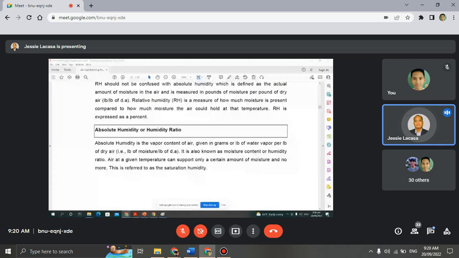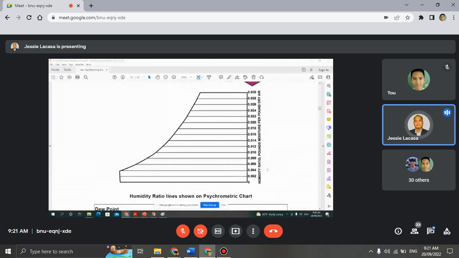So, reading the humidity ratio: humidity ratio is represented on a chart by lines that run horizontally. These horizontal lines, no? The scale is on the right side, from 0 to 0.002. The unit is pounds of moisture per pound of dry air, or it can also be kilograms of moisture per kilogram of dry air. Okay? So it's just a ratio.